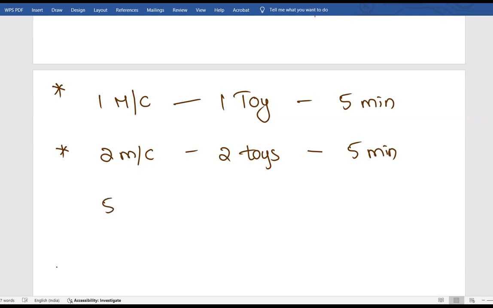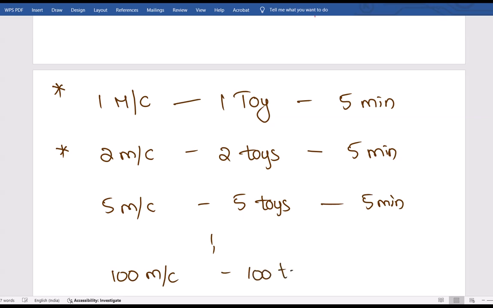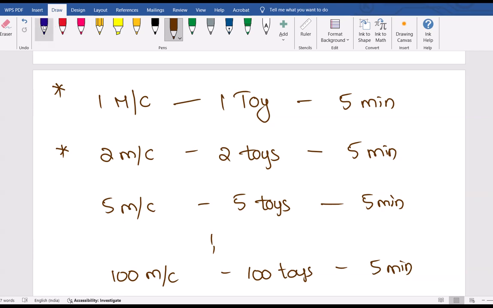Now, five machines will give five toys in 5 minutes. Now, keep going. 100 machines, 100 toys, 5 minutes. All right. So, this is the logic behind the question.